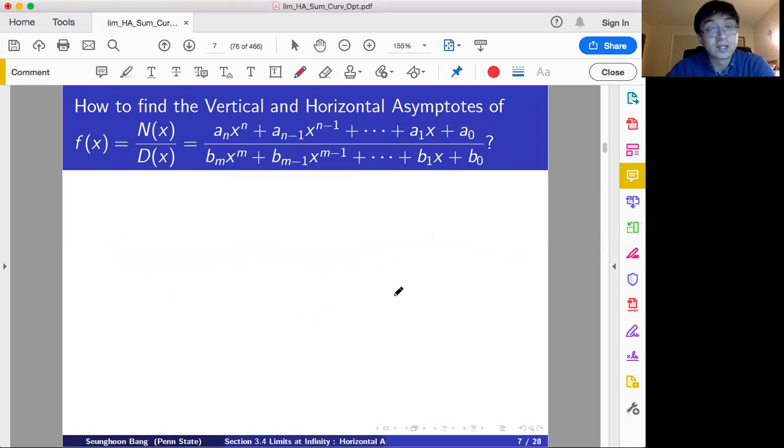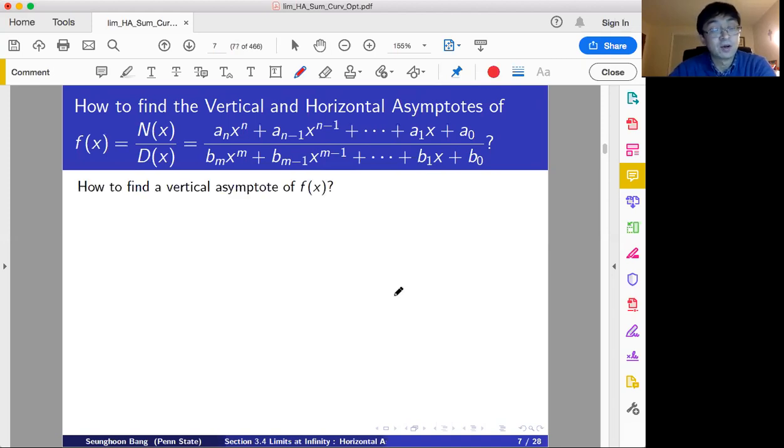Next tip. How to find the vertical and the horizontal asymptotes of f of x equals n of x over d of x. The numerator is a polynomial: a sub n x to the n plus a sub n minus 1 x to the n minus 1, and so on, plus a1 x plus a0. The denominator is also a polynomial: b sub m x to the m plus b sub m minus 1 x to the m minus 1, and so on, plus b1 x plus b0.